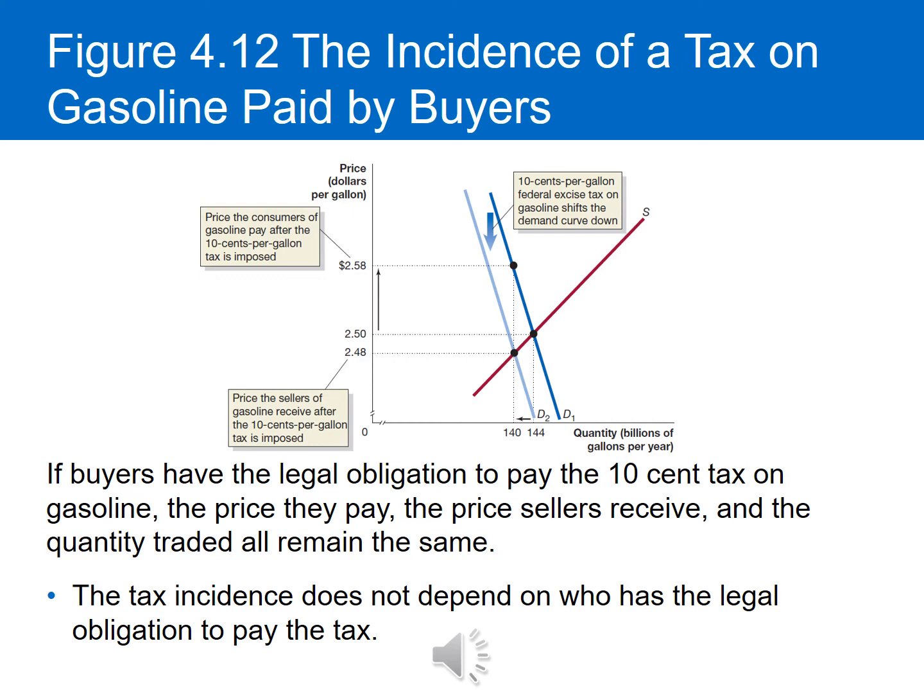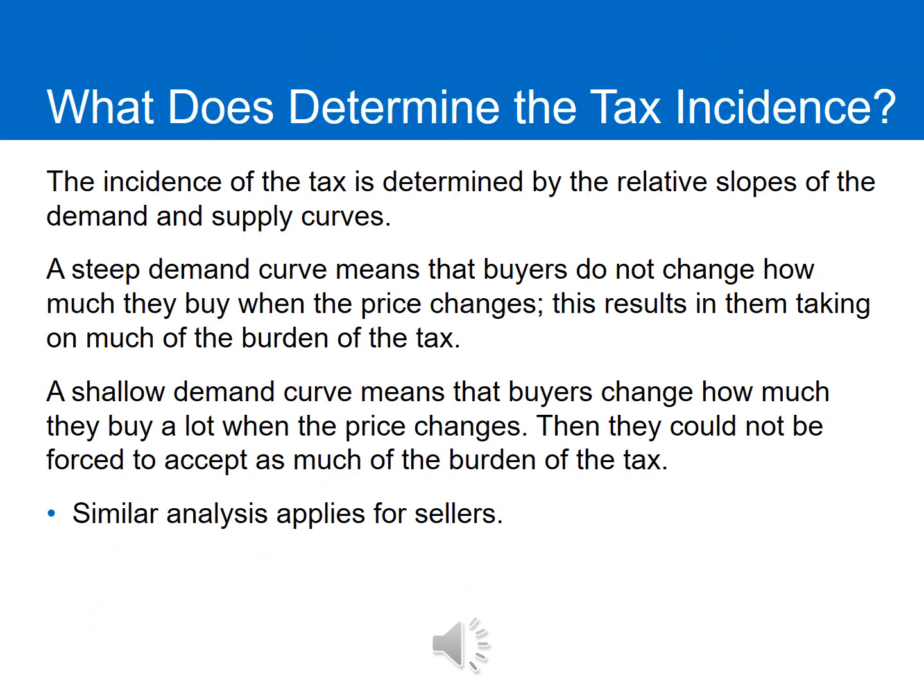It does not matter who legally has to pay the tax. What matters is the slope of the supply and demand curves. So the tax incidence is determined by the relative slopes of the supply and demand curves.